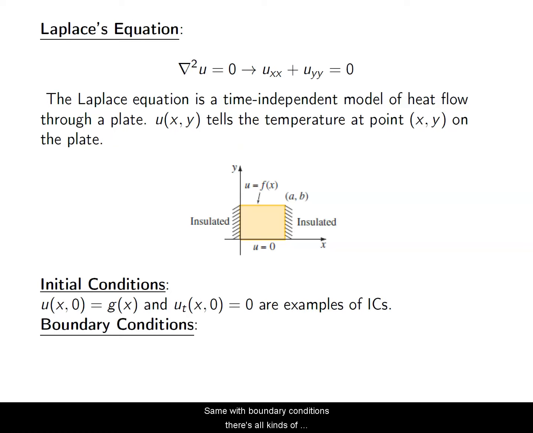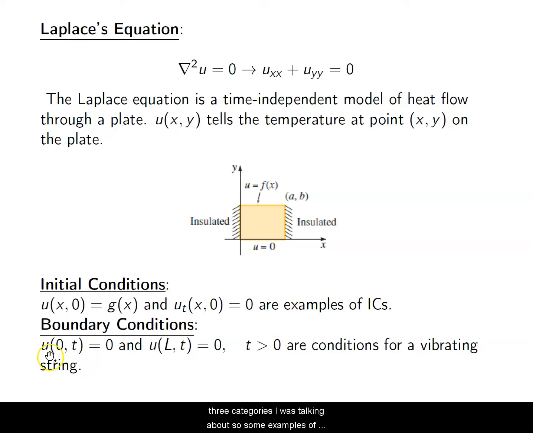Same with boundary conditions. There are all kinds of different boundary conditions we can make, and they can be mixed in with initial conditions just like in previous sections. So boundary conditions basically fall into 3 categories, which we'll talk about. So some examples of those could be at the boundary at x equaling 0, t free to move, being 0, or at the boundary of L. So these could be conditions for a vibrating string.